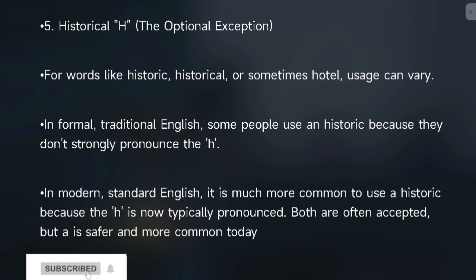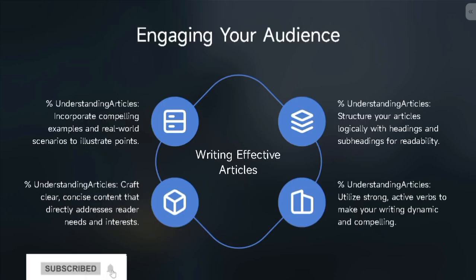Now historical and the letter H. This is also part of the exception. For words like historic, or sometimes hotel, usage can vary. In formal traditional English, some people use "an historic" because they don't strongly pronounce the H. In modern standard English, it is much more common to use "a historic" because the H is now typically pronounced. Both are often accepted, but "a" is safer and more common today. So basically we are using "a" over here.